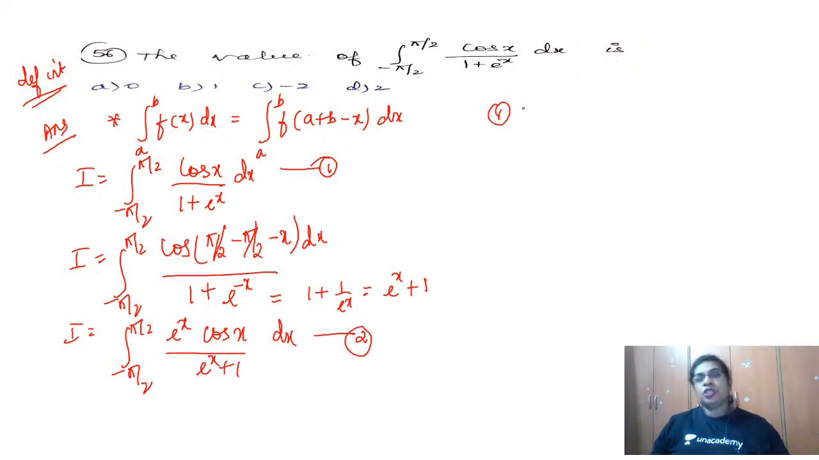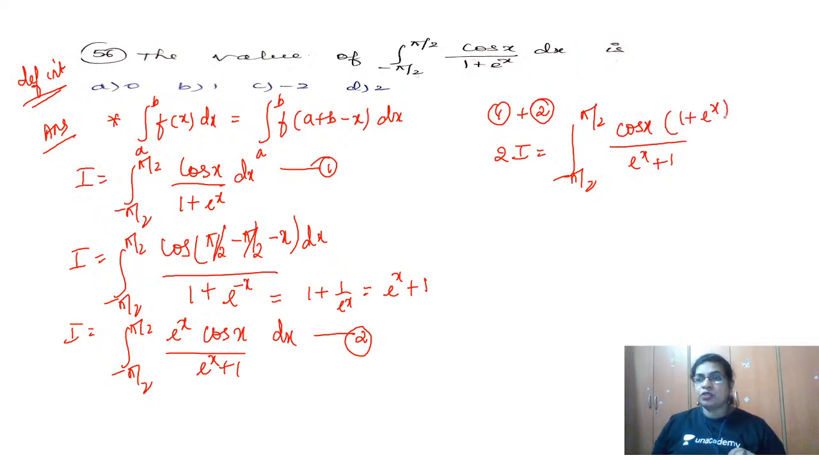Add the two equations, you will get the required answer. So 1 plus 2, you are getting 2I is equal to the integral from minus pi by 2 to pi by 2. Now look, denominator is same, no? E power x plus 1. So in the numerator, cos x is common, take it out. So you're getting 1 plus e power x. So 1 plus e power x gets cancelled. You are left with just cos x, and you know the integral of cos x is sin x. Apply the limit. Okay, so you'll reach the answer.